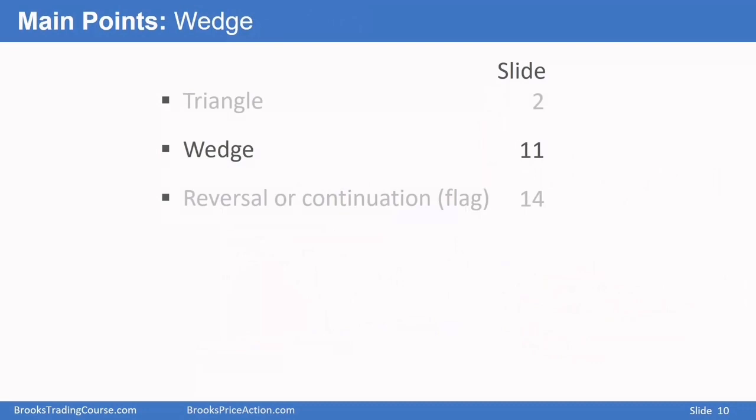I'm going to now talk about a special type of a triangle. I call it a wedge. A wedge, like all triangles, is a trading range, and it has converging lines. If the pattern is mostly horizontal, I use the term triangle. If it's angled upward or downward, I use the term wedge. And sometimes you're not sure, it doesn't matter what you call it. You can call it a triangle or a wedge. In general, if I'm not sure, I call it a triangle.